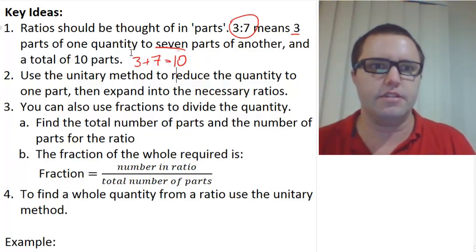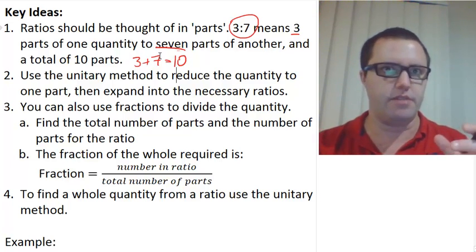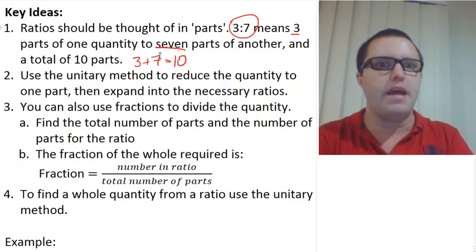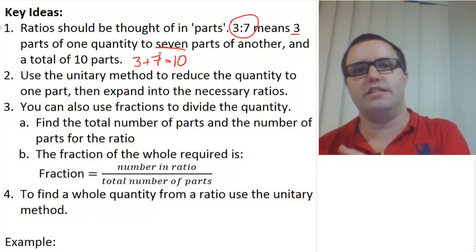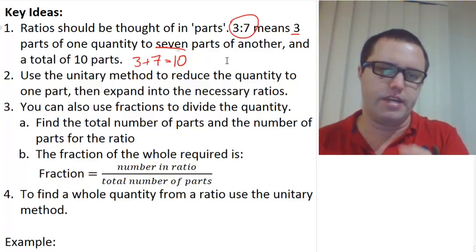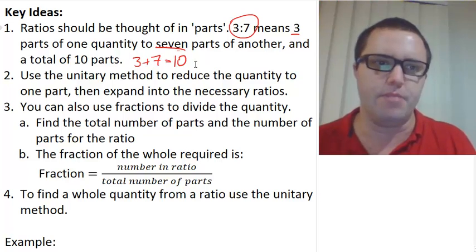Now, once we know these ideas and what's going on with that particular ratio, we use the unitary method like we did for our percentages to reduce the quantity to one part, then expand it up into the necessary ratios. So with that first example, you would reduce down to a single part from 10, and then times by 3, times by 7, that kind of process. We'll see that happening in a moment.